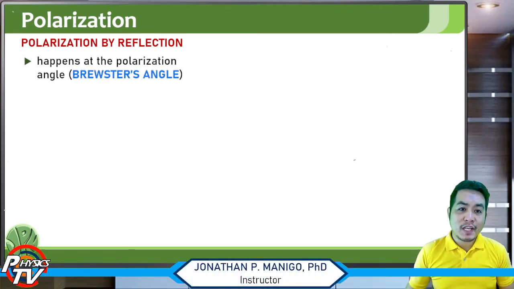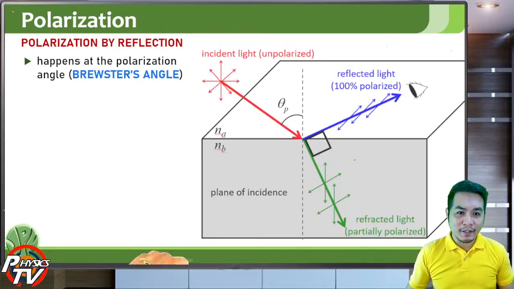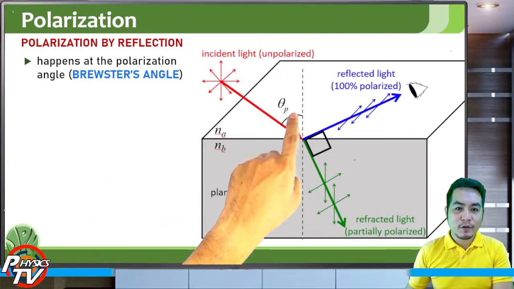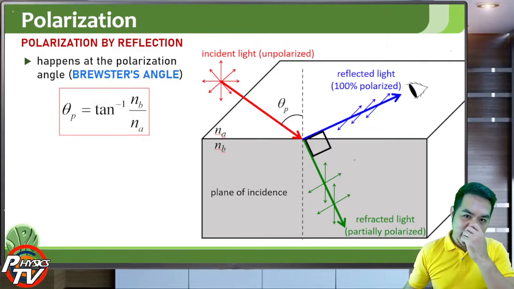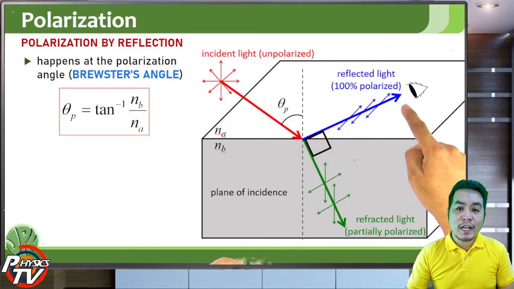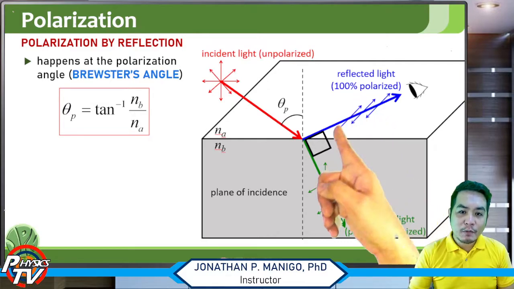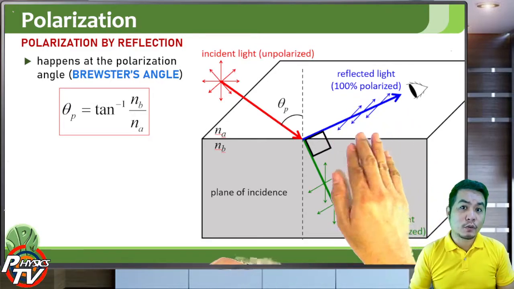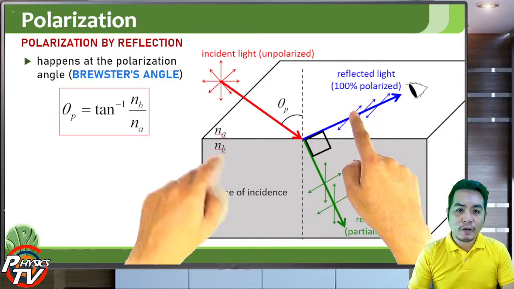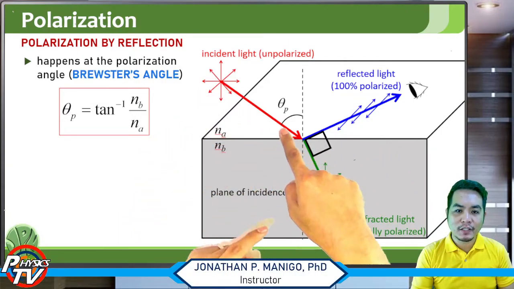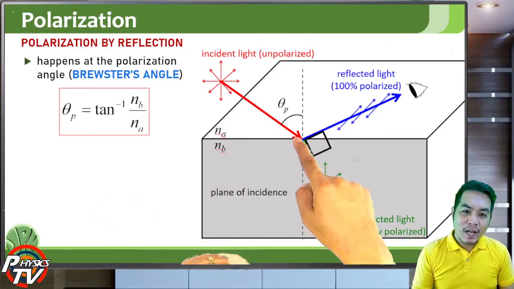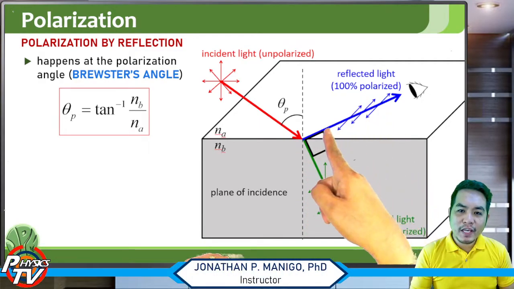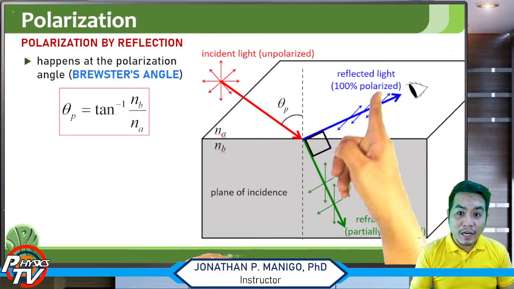Now, you can also polarize light without using a filter, purely by reflection. This is what we call polarization by reflection, and it happens at a certain angle called the Brewster's angle. The Brewster's angle, theta p, the polarization angle, is given by the tangent inverse of nB over nA. In this case, the reflected light becomes 100% polarized, and its polarization is parallel to the surface or to the boundary. The incident light is unpolarized or natural, meaning it has polarization in all possible directions. When it's reflected, there will be purely polarized light in one direction parallel to the surface.